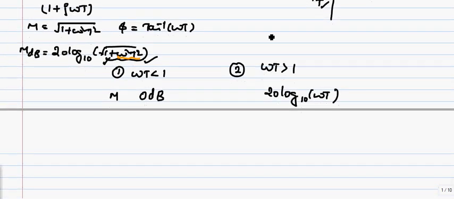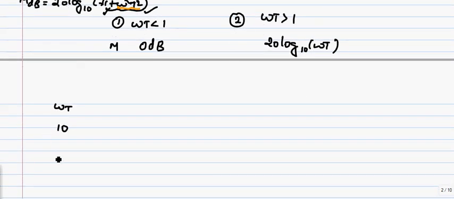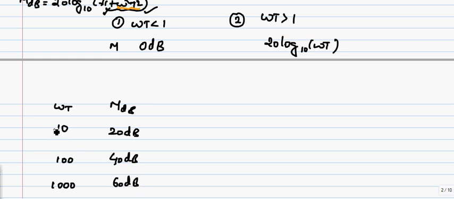And now, when omega T is greater than 1, let's take omega T as 10, and let's pick some other values, let's say 100. In that case the magnitude in dB for 10 is going to be 20 dB, because log base 10 of 10 is 1, so it is 20 dB, and for 100 it is 40 dB, and for 1000 it is going to be 60 dB. From this we can see 10 to 100 is 1 decade, and 100 to 1000 is 1 decade. Per decade it is increasing by 20 dB. Okay, 10 to 100 it is increasing by 20 dB, and 100 to 1000 it is increasing by 20 dB.